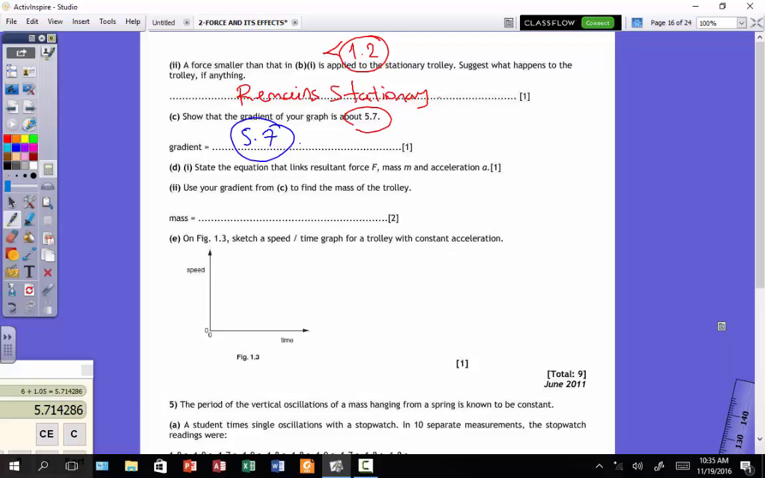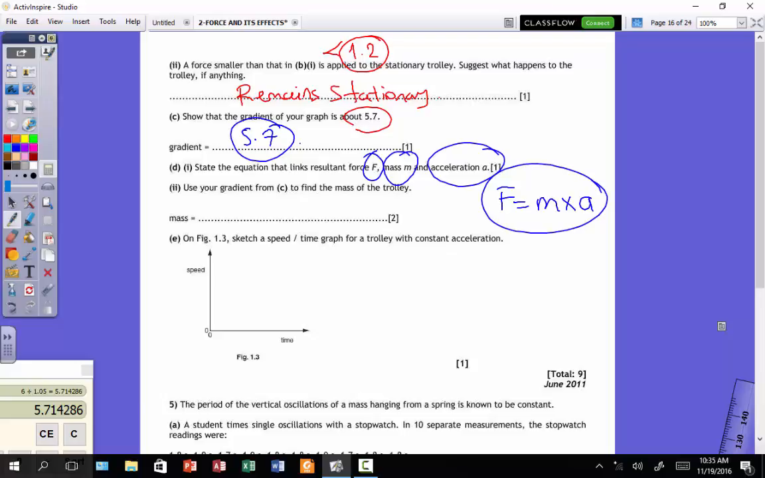State the equation that links resultant force, mass, m, and acceleration. We should remember the relation between force, mass, and acceleration. Force is equal to mass times acceleration. This is the link.